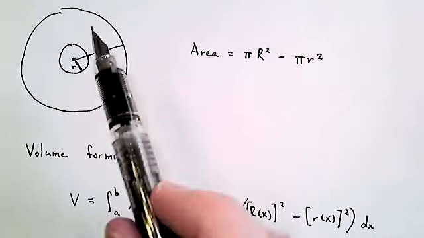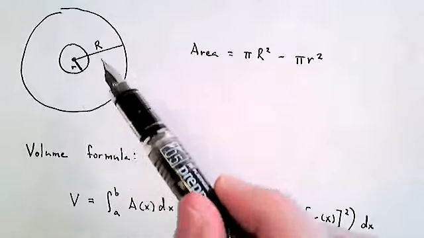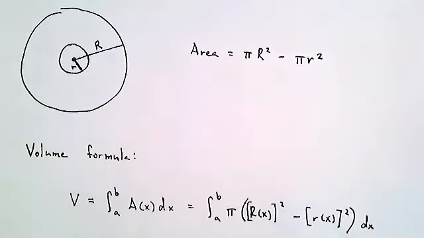So we've taken our cross sections, which look like washers, like a disc with a hole punched through the middle. We found the area of each of them, and then we're going to integrate all of those areas to get the total volume. So we're going to add up all of our little slices to get a volume. Any questions so far before we actually get to an example?